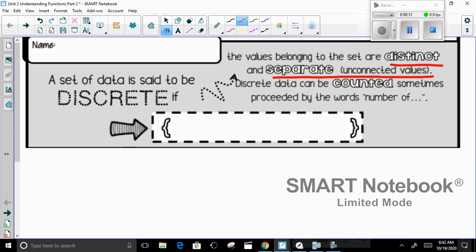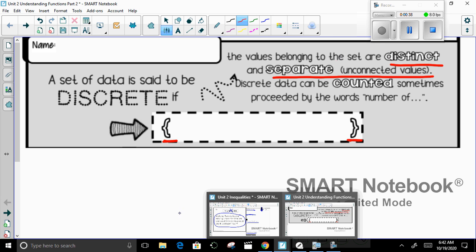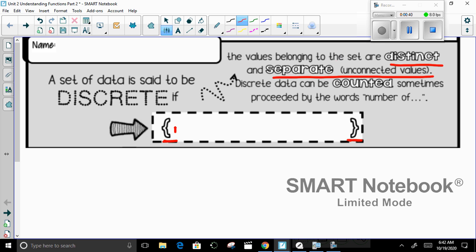Okay? Your discrete graph is written in brackets, so remember these are our brackets. No one's perfect at writing them, but the best you can. It's written using brackets, and that's called set notation.